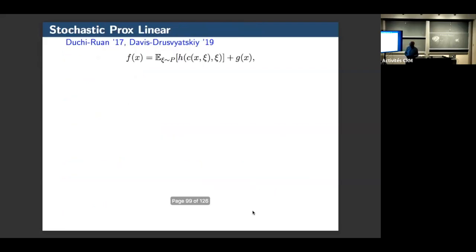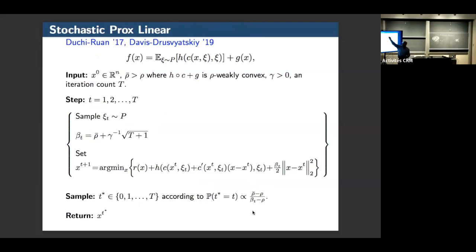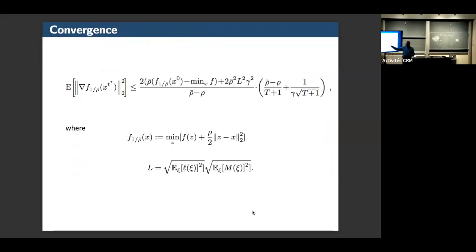That's a recent result. And then there's a Davis-Drusvyatskiy-Duchi-Ruan result where they do this for stochastic convex composite, where they just take a single sample, form this subproblem, just one sample of C, like stochastic gradient descent in this case, but it's stochastic Prox-linear, and they're able to get an iteration complexity result. And that's a pretty astonishing, very recent result with recent modifications.